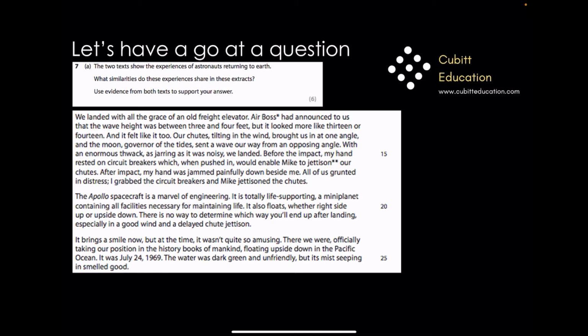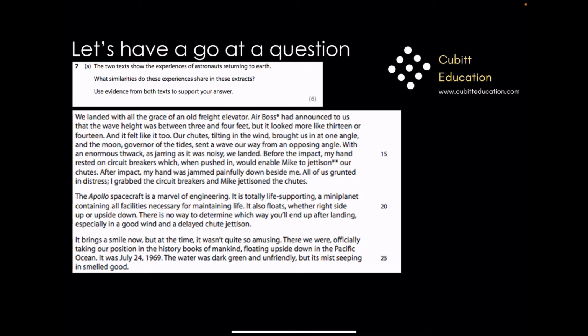Before the impact, my hand rested on circuit breakers, which when pushed in would enable Mike to jettison our chutes. After impact, my hand was jammed painfully down beside me. All of us grunted in distress. I grabbed the circuit breakers and Mike jettisoned the chutes.